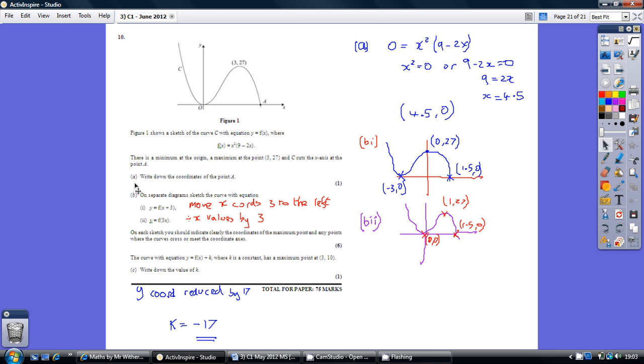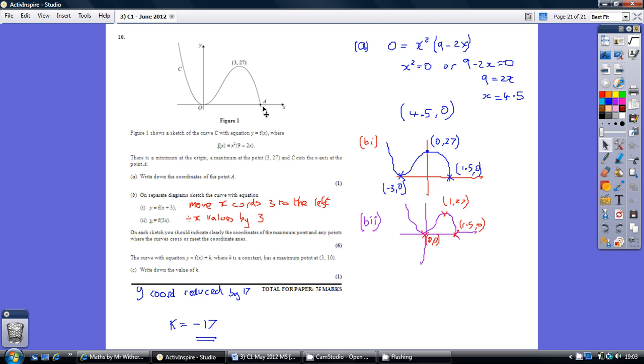Okay, so part A, write down the coordinate of the point A. So really we're looking at the point A is the second occasion where it crosses the x-axis. So what makes the y value 0? So that's obviously the x squared is what's occurred at 0. That's where we've got that minimum point.